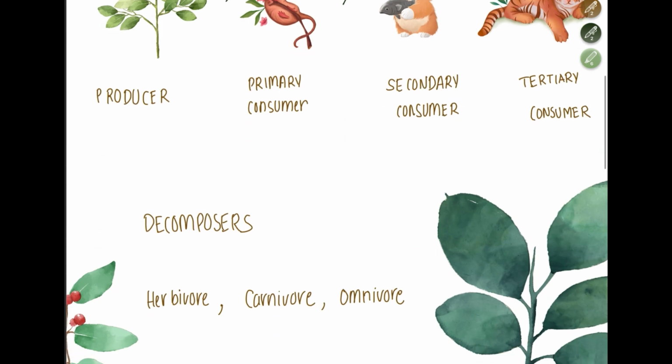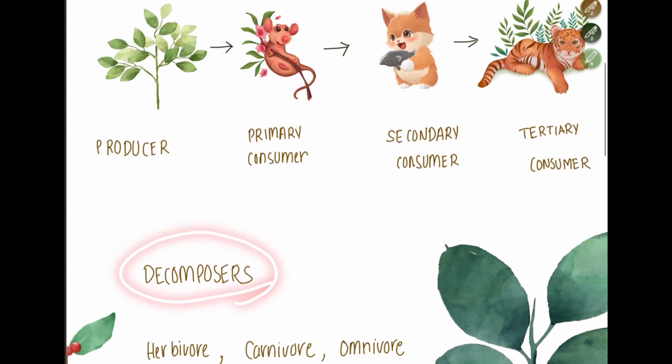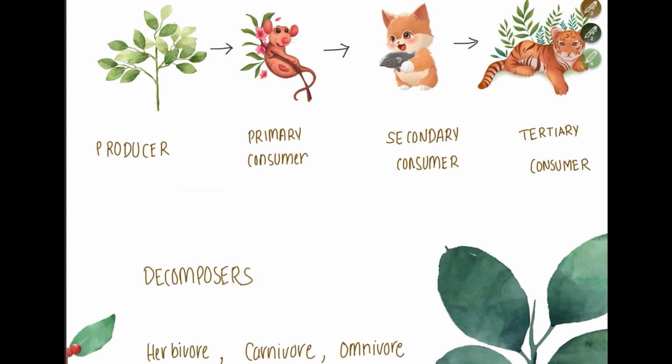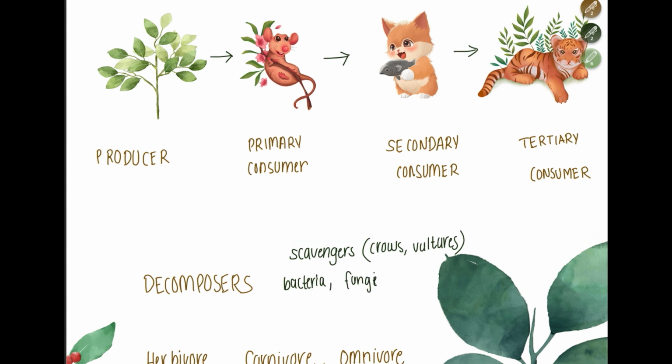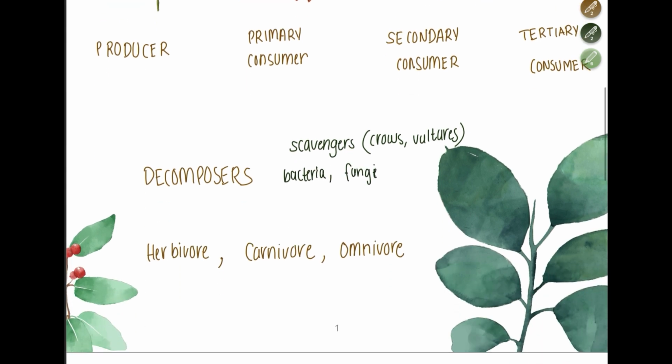So now you also have something called decomposers. Decomposers, for example, bacteria and fungi. Sometimes it could even be animals, which are known as scavengers. Scavengers are animals that feed on other dead animals. For example, you have crows, you have vultures. Also, bacteria and fungi are examples of decomposers. Okay, moving on, now we also have something called an omnivore. An omnivore is something that eats both plants and animals. The most common example is a human being.